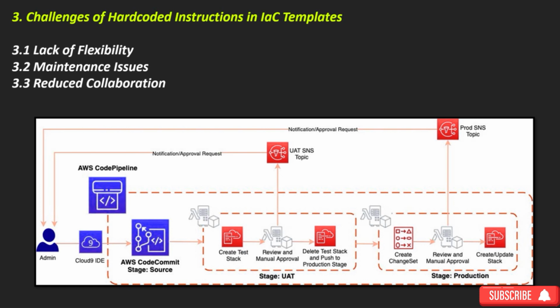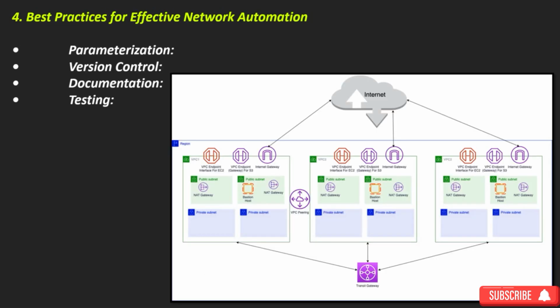The final one will be reduced collaboration. Teams may face difficulties collaborating when templates contain hard-coded values, as changes can impact multiple components, leading to coordination challenges too. So what are the best practices for effective network automation we need to discuss and finalize?